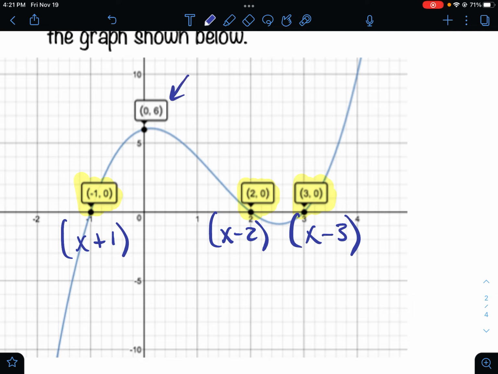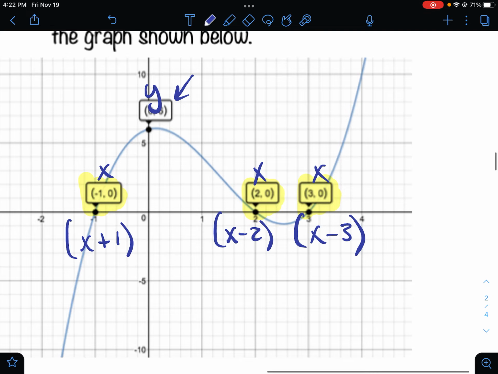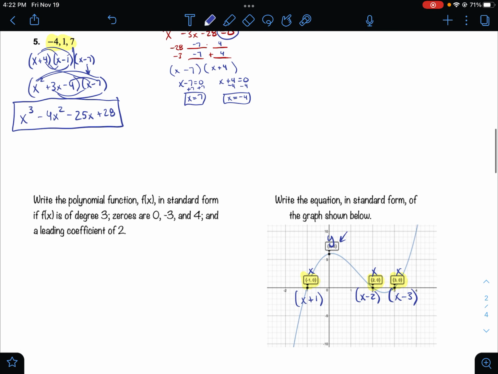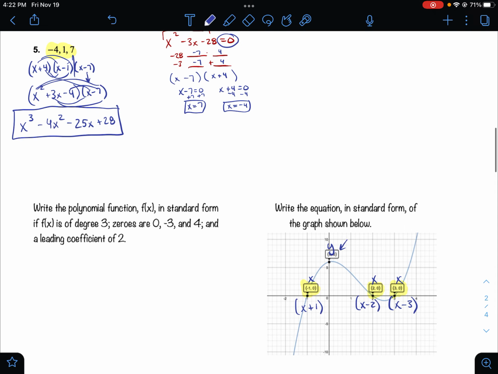I want you just to take note that we don't use this one. Remember, your solutions are x-intercepts. And what this is up here is a y-intercept. So we don't use that one. What you'll find out is when you multiply everything out, that c value at the end will be 6, which is your y-intercept. But that's how you do these types of problems.